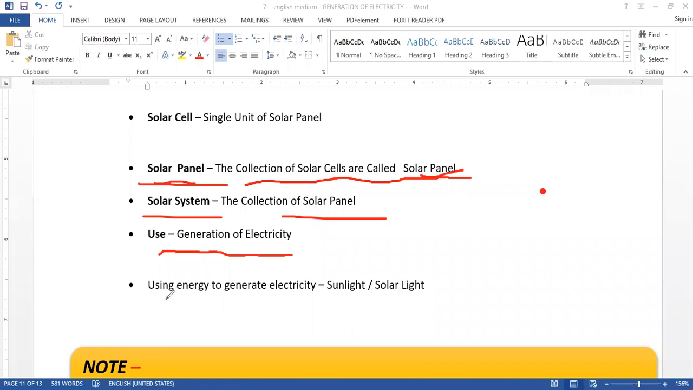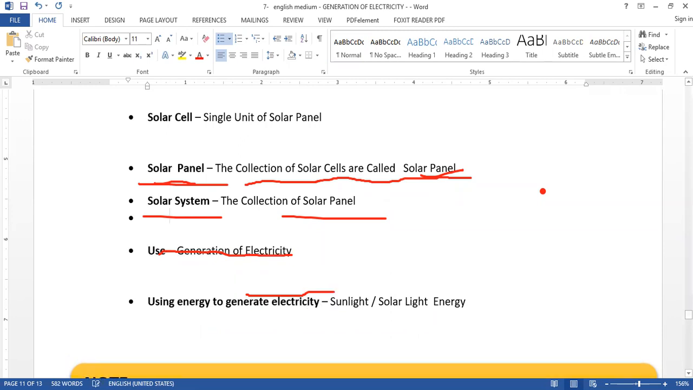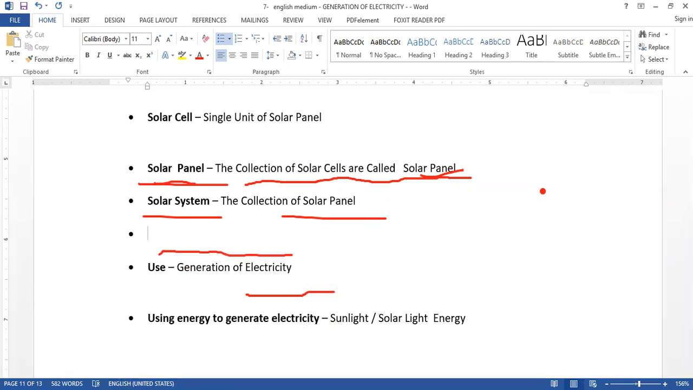And also using energy to generate electricity. What energy is used? Sun or sunlight, solar light energy, right? And also here, what is that actually? Wait.